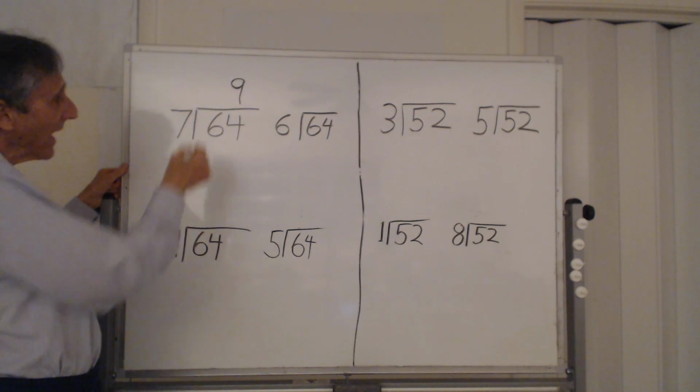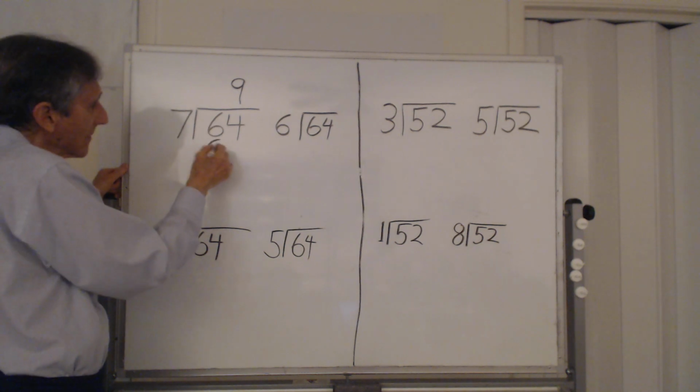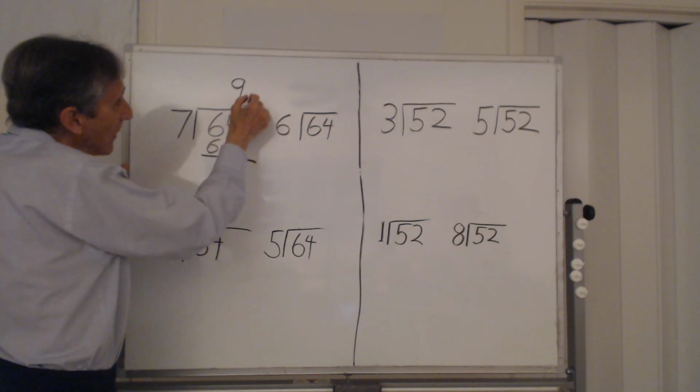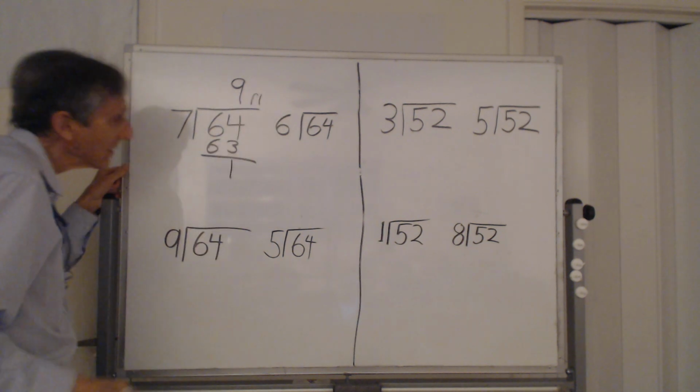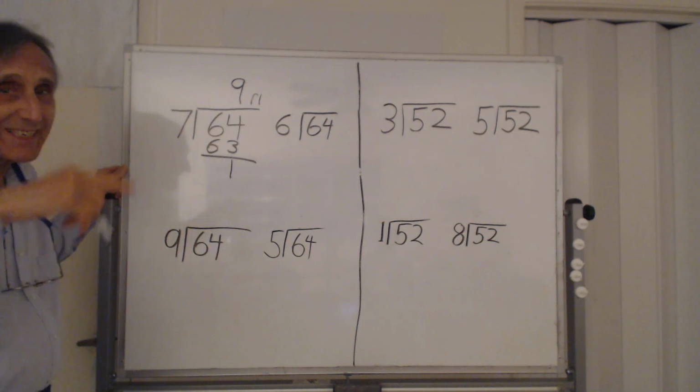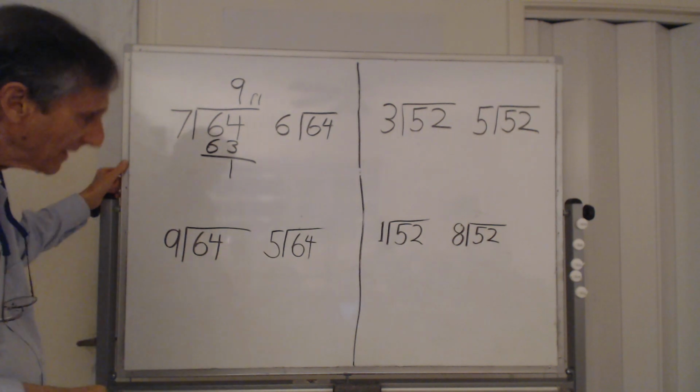And then we multiply, 9 times 7, and then we subtract. We got a remainder, 1. One step. 64 got divided together by the 7. Here's the next one.